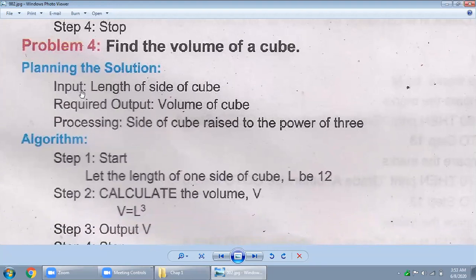First, input the length of the side of the cube. If we input the length of the side of a cube, the required output will be the volume of the cube. We have to know what is required. Volume is not known. Processing: side of the cube raised to the power of 3. Side of a cube means length multiplied by length multiplied by length, so we can write this as L or length cube. This is our processing. This is the planning stage.